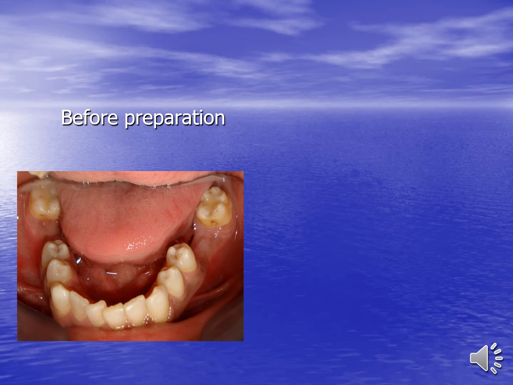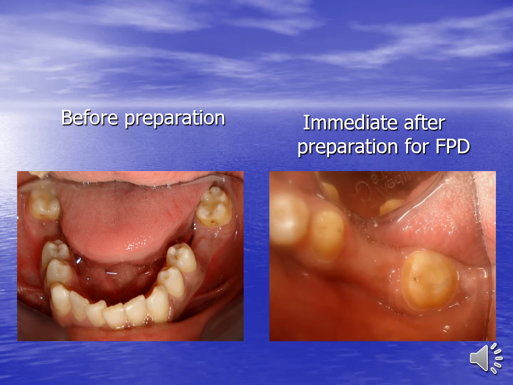Bismillahirrahmanirrahim. This is the first lecture of interim restorations. Let me explain the interim restoration through an example of this particular patient who contacted me for the restoration of his missing mandibular first molar. So I decided to proceed with a fixed partial denture.